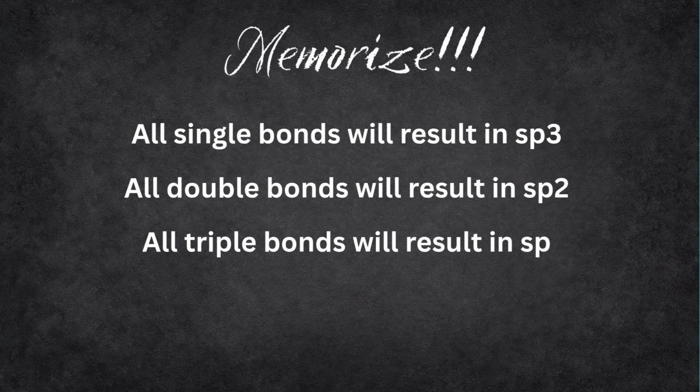Note, though, this is for one atom. So if we have a molecule that has a bunch of different bonds held together, each central atom may have a different hybridization. Let's take a look at this next example and you'll see what I mean.